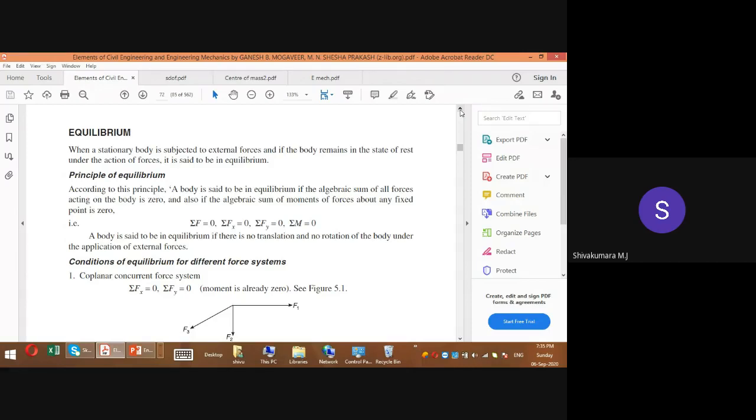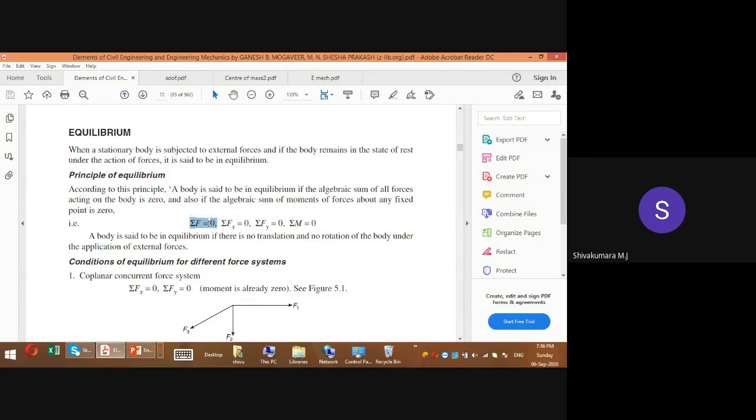Fine. Whenever a body is subjected to a number of external forces, if the body remains at rest, if it was initially at rest, or the body moves with a continuous velocity, the same as it was initially moving, then we can say that the body is under equilibrium. So there will be no change in the state of the body. That is equilibrium. And the different conditions of equilibrium are summation of forces equal to 0 and summation of moment equal to 0.